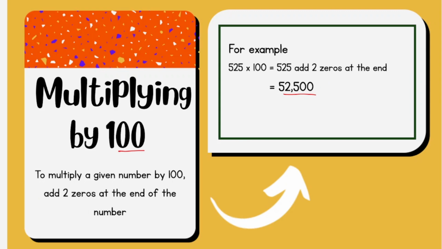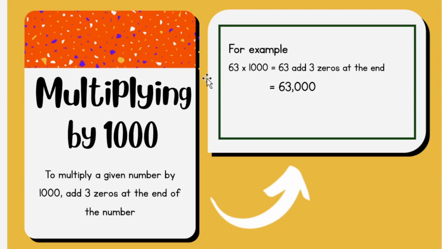Okay, so we move to multiplying by 1,000. You can see this is very easy. If they ask you 28 multiplied by 10, you should know that it's 280. 526 multiplied by 1,000 is 526,000. To multiply a given number by 1,000, simply add three zeros at the end of the number. As you have it here, 63 multiplied by 1,000 gives 63,000. We're just adding three zeros at the end of 63. I hope this is very clear. So the next stage now is to look at multiples of 10.